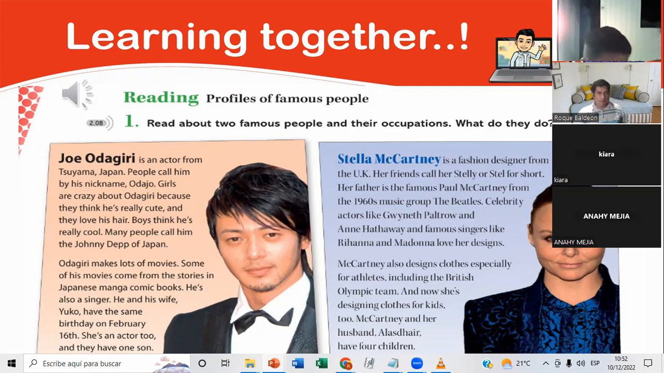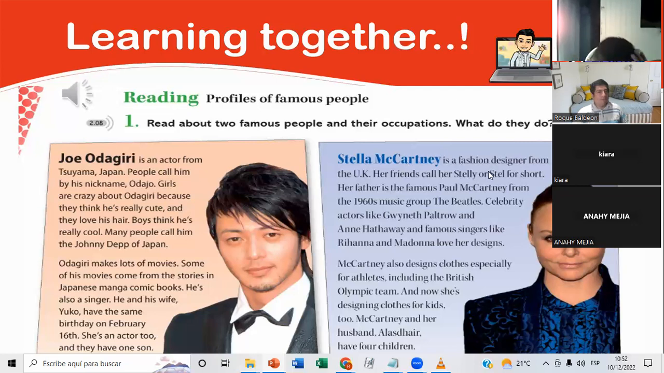Odagiri makes lots of movies. Some of his movies come from the stories in Japanese manga comic books. He's also a singer. He and his wife Yuko have the same birthday on February 16th. She's an actor too, and they have one son.